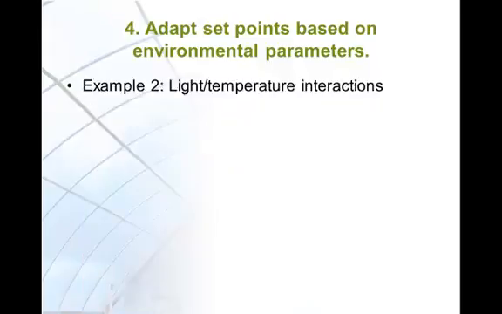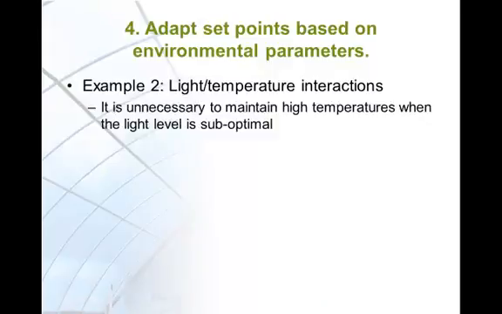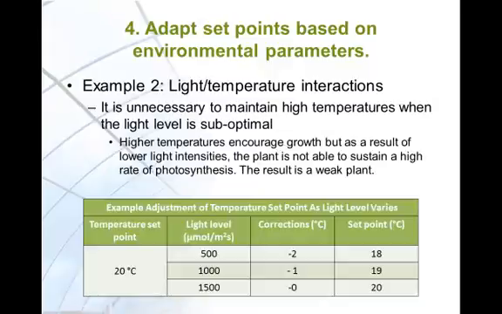Now let's examine how light and temperature interact. It is unnecessary to maintain high temperatures when light level is suboptimal. Higher temperatures encourage growth, but as a result of lower light intensities, the plant is not able to sustain a high rate of photosynthesis. The result is a weak plant. The table at the bottom is similar to the one on the previous slide. However, this one demonstrates how temperature set point should be lowered as light level is decreased.